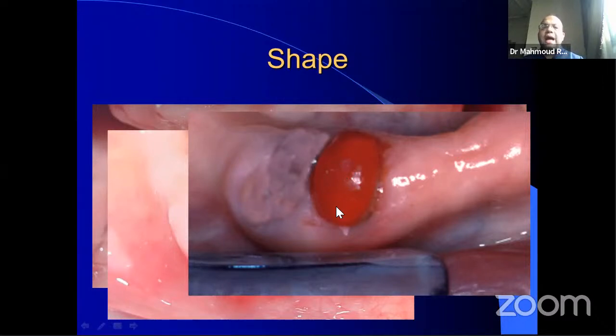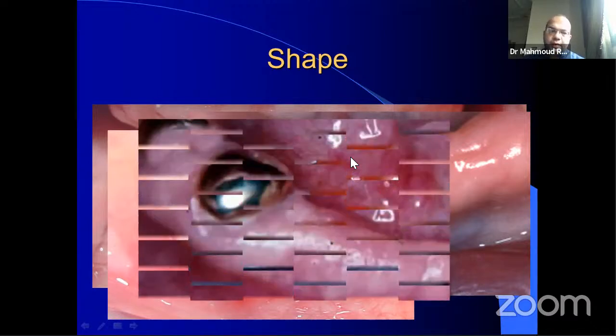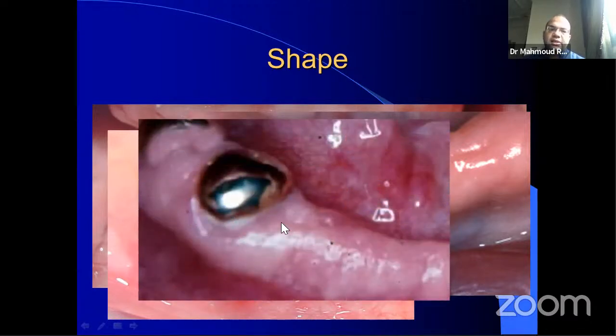But if your roots are not parallel to each other, you need to make an impression, because the lab needs to make the ball attachments or whatever type of attachment you use parallel to each other, to decrease the wear of the female portion so that it does not need to be changed fast. This is after casting.